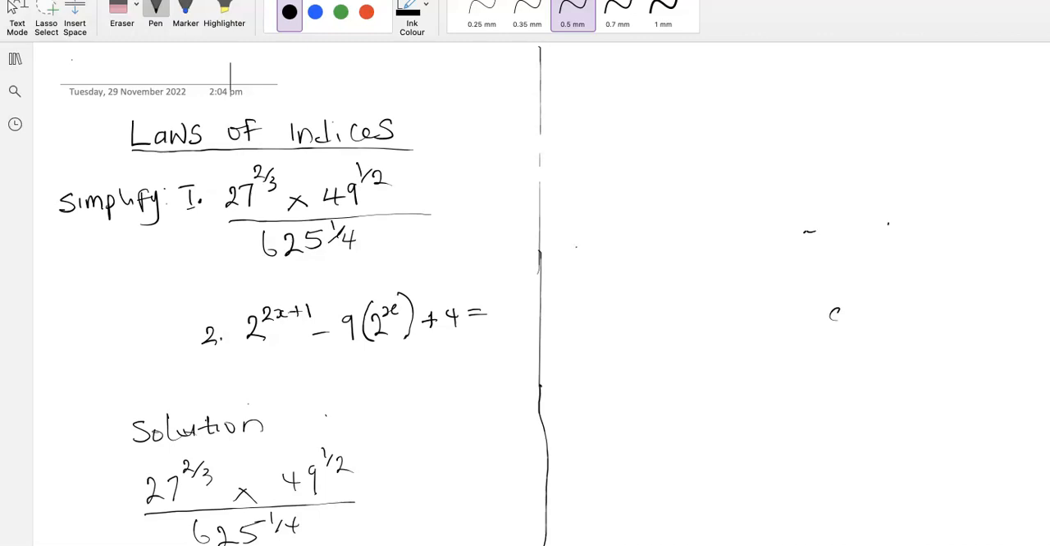Alright, I'm going to start from the last example. So we'll solve number 2 now, which is 2 raised to 2x plus 1 minus 9x plus 4. So we'll do that. So first thing in the process is to take care of this one.